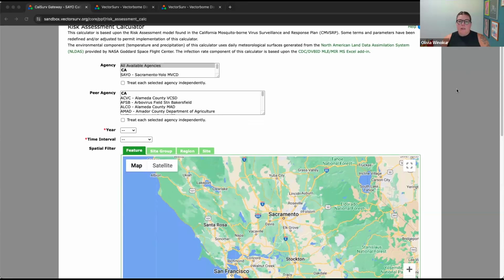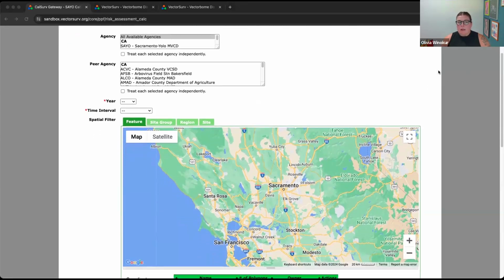that information. One huge benefit to this calculator is that it pulls in that environmental data, so temperature and precipitation, and it adds that to your vector index to project or to estimate risk of West Nile at any given time.